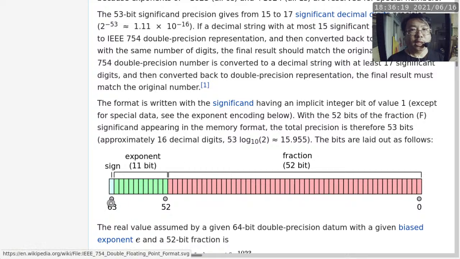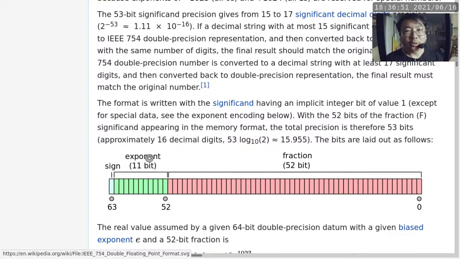Bit 63 is the sign of the entire value. So this sign applies to the entire value. If the sign bit, or bit 63, is a 1, then we are dealing with a negative quantity. If the sign bit, or bit 63, is a 0, then we're dealing with a non-negative quantity. So we are not using 2's complement or anything like that in the context of a floating point number.